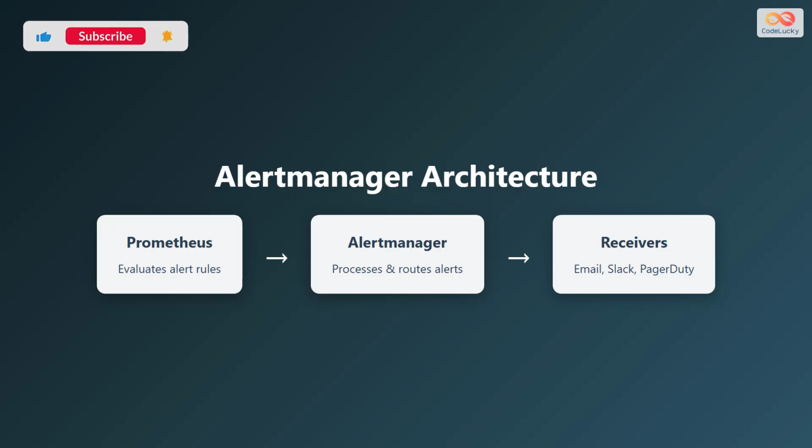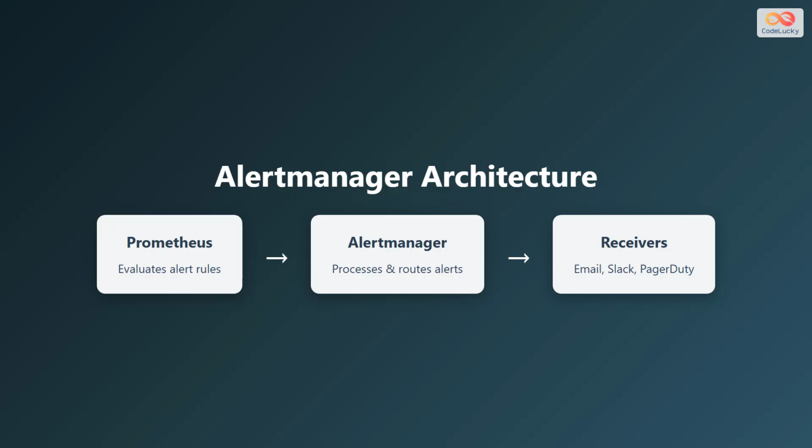Let's understand how Alertmanager fits into the overall monitoring workflow. The architecture follows a simple 3-step process. First, Prometheus continuously evaluates alert rules against the metrics it collects from your cluster. When a rule condition is met, Prometheus generates an alert.